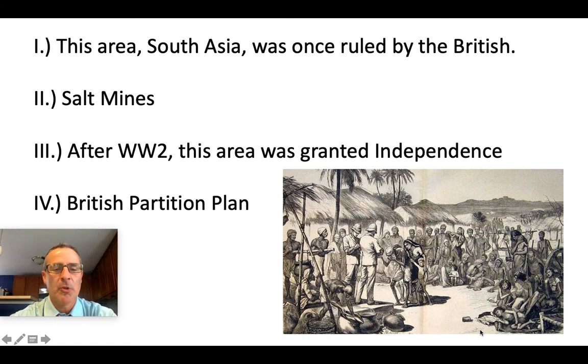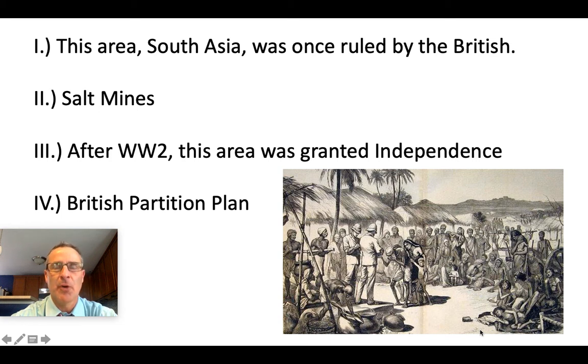So after World War II, this area of South Asia was granted independence. What the British did, and they did this a couple times too, like in the Middle East and other areas, was draw up the borders. They drew up the partitioning plan, in other words, how we were going to break up this area of land to be free and independent. And more times than not, the British partitioning plan just created more issues.